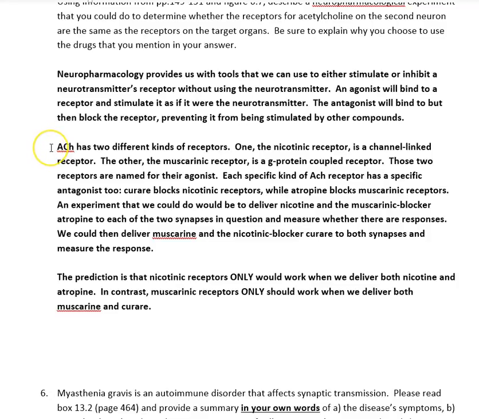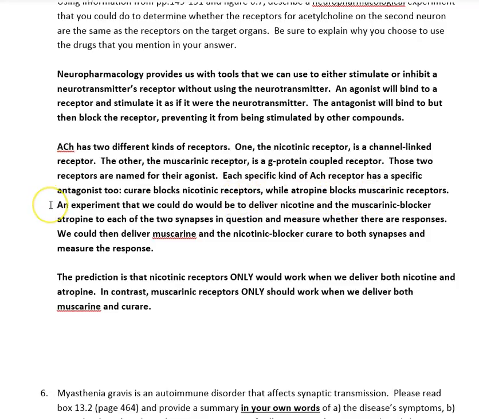Acetylcholine has two kinds of receptors. One is a nicotinic receptor. It's a channel-linked receptor. The other, muscarinic receptor, is a G protein coupled receptor. That harkens back to earlier slides from chapter 5. Those two receptors are named for their agonist. Each specific kind of receptor has a specific antagonist too. Curare blocks the nicotinic receptor, while atropine blocks the muscarinic receptor.